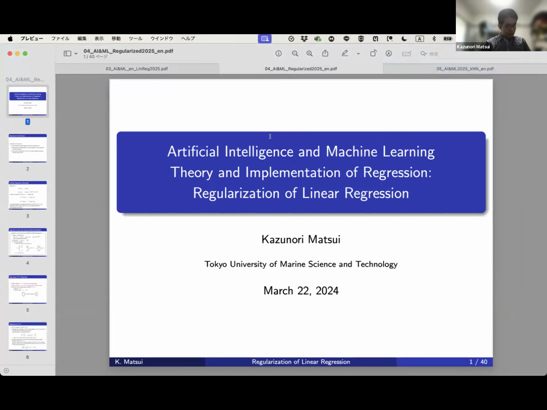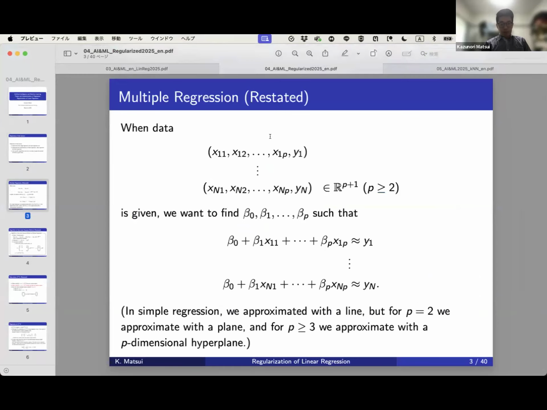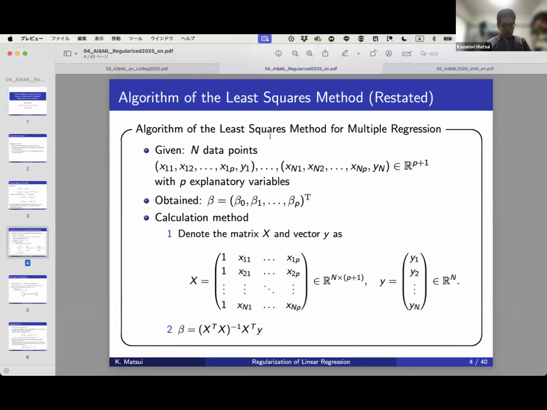Okay. Let's review session 4. When using the least square method to determine parameters for multiple linear regression, we needed to calculate the inverse matrix XTX. Mathematically, an inverse matrix doesn't always exist. And when the determinant is zero, there is no inverse matrix.